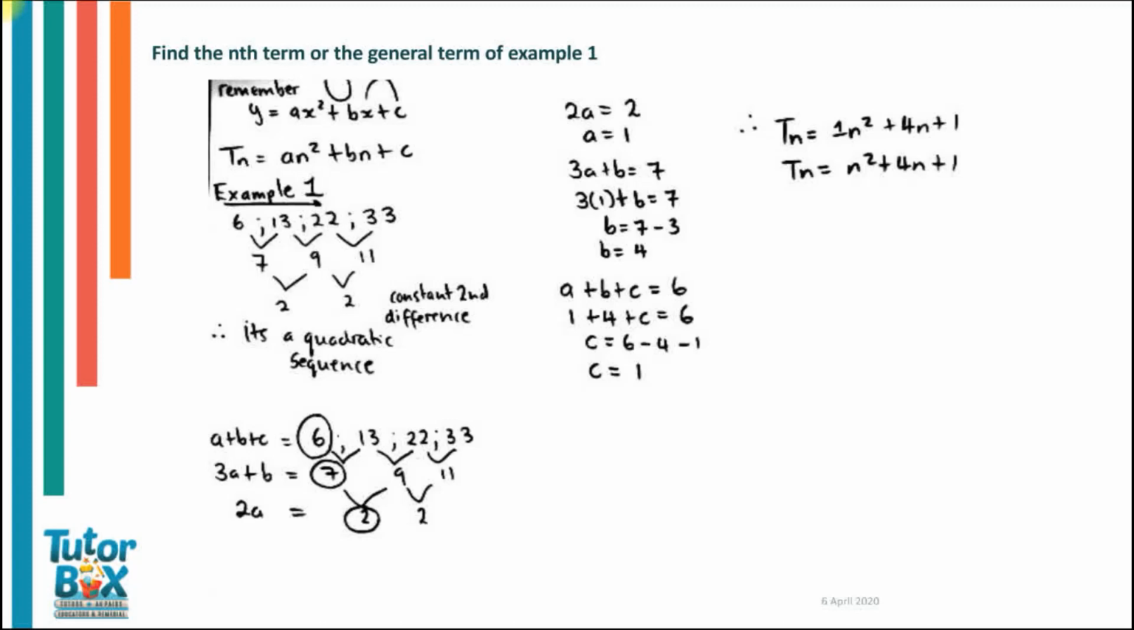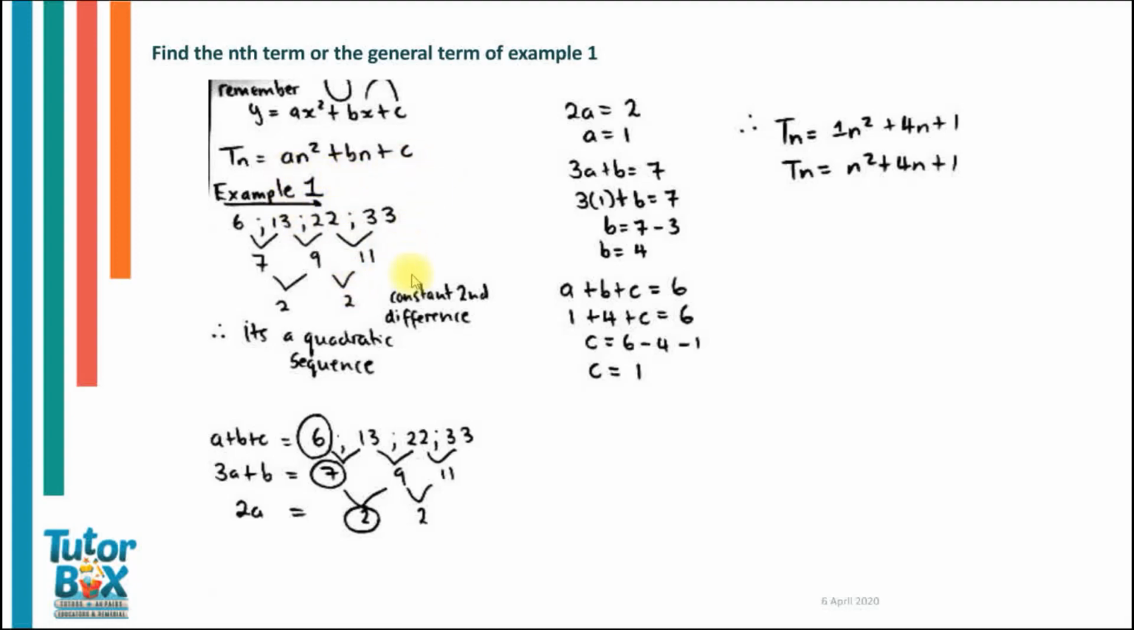Okay, so now I want to find what the values for a, b, and c are, because I want the general term. So general term, remember guys what I say, general term has to be only in terms of n. That's the only variable that should be there, the n only. Okay, so now let's get the a, the b, and the c.